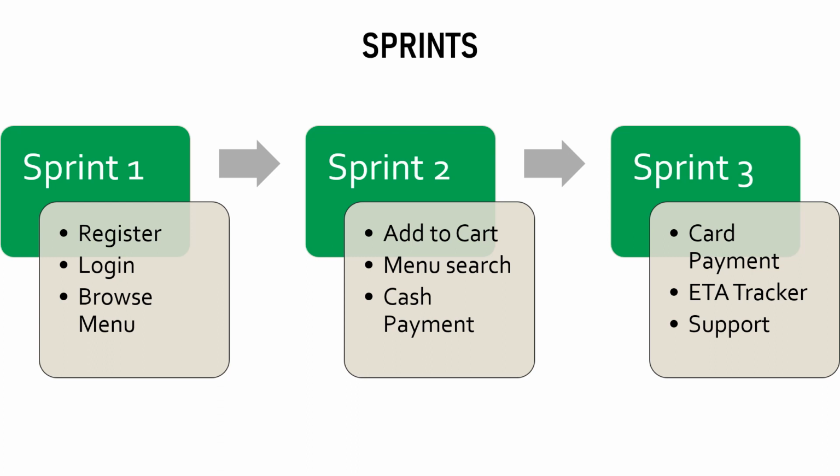Sprint 3 delivered customers' ability to pay using debit or credit card, expected time tracker for the food to be delivered, and the customer support feature for any issues faced by the customers. These functionalities were showcased as part of the sprint demos to Jane and her team. They were very happy with the functionalities showcased and the minimum viable product features had been developed and was ready.